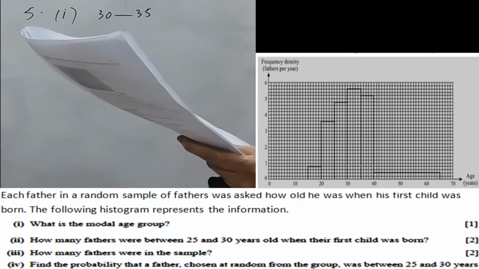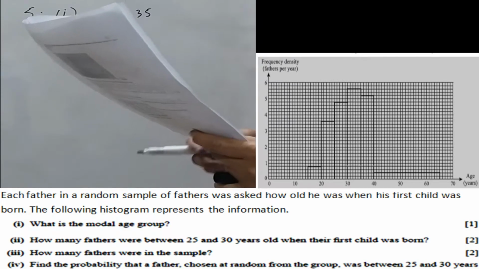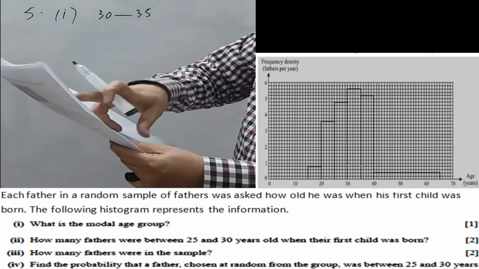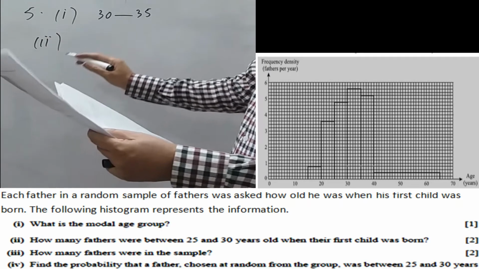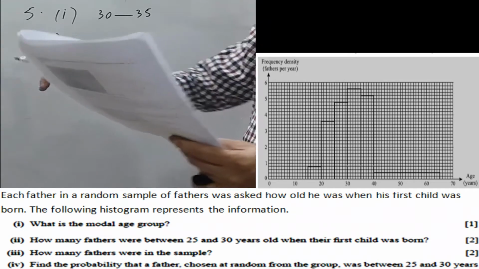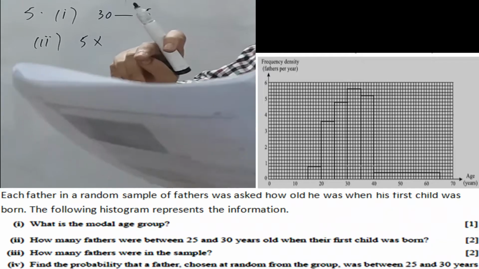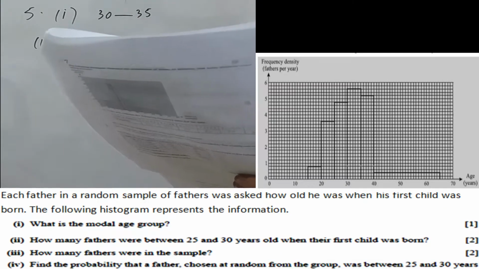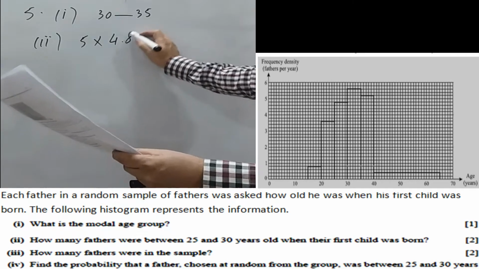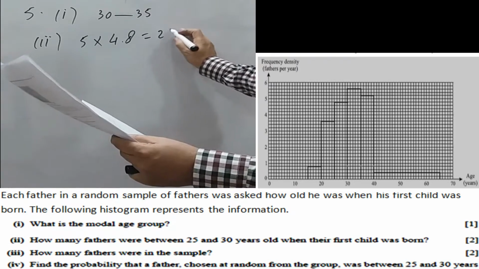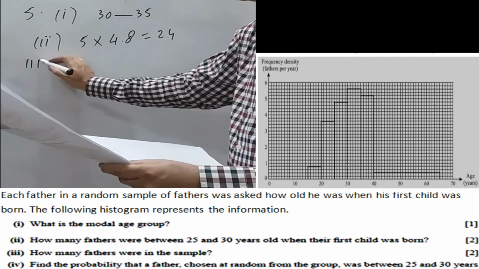The second part is how many fathers are between 25 and 30. 30 minus 25 is 5, and from 25 to 30 you see that the height is 4.8. So if you multiply, you will get 24. That is the answer to the second part.